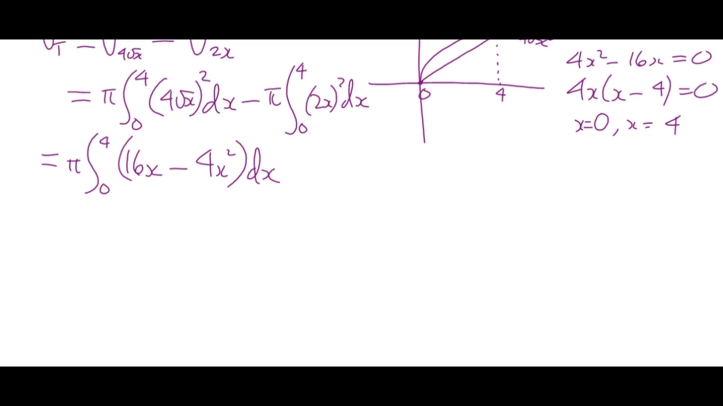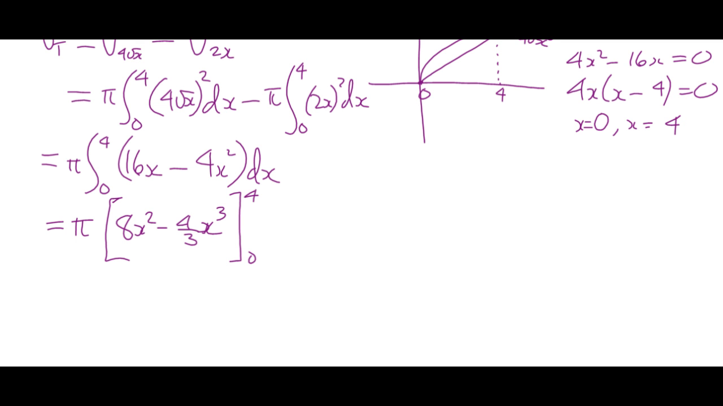Okay, now, you could, if you like, work this out separately and then work this out separately, right? And then do the subtraction, or you can combine them. So the difference of the integrals is the integral of the differences. And now we just need the integral, so pi, and what do we get? 8x squared minus 4 over 3 x cubed. Yeah, so 16x squared over 2, so 8x squared minus 4/3 x cubed from 0 to 4.